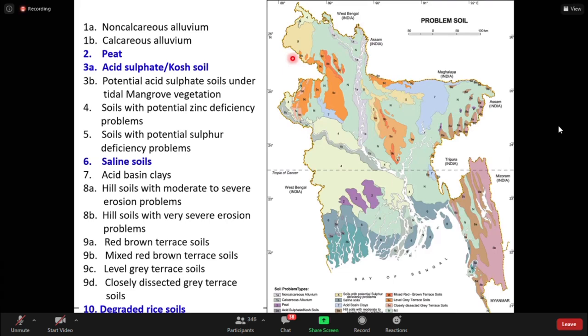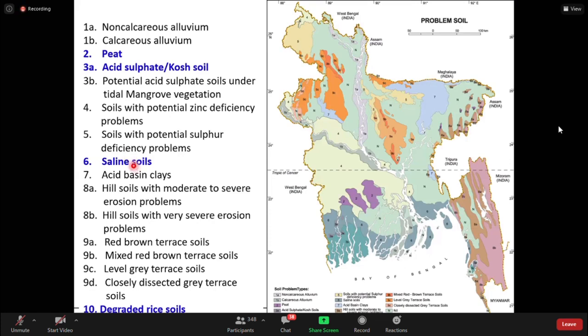Number 6, that is saline soils. Some soils are saline, located in the southern Bangladesh coastal belt. As it is saline, that salinity will make our crop production difficult. So that is also a problem soil. Acid basin clays.